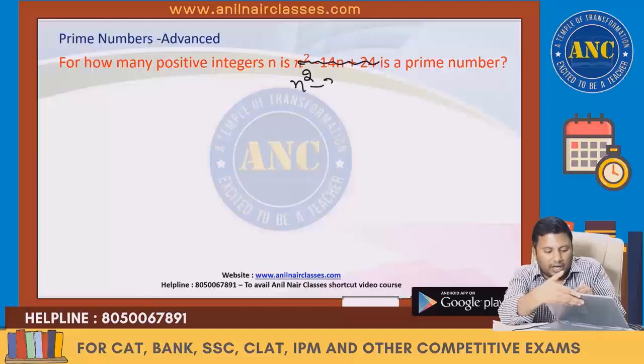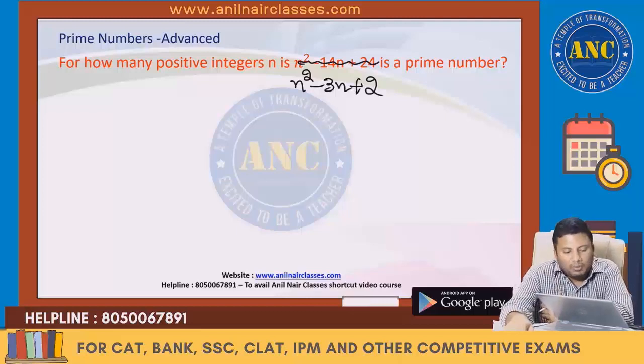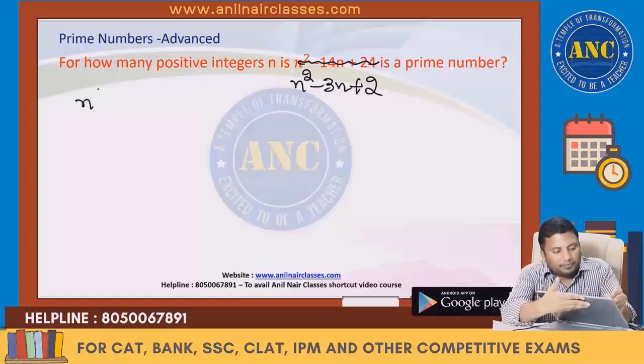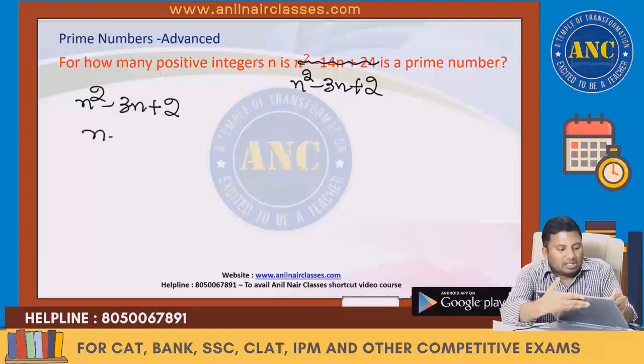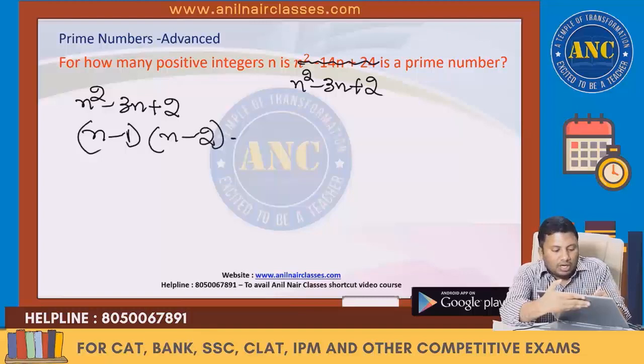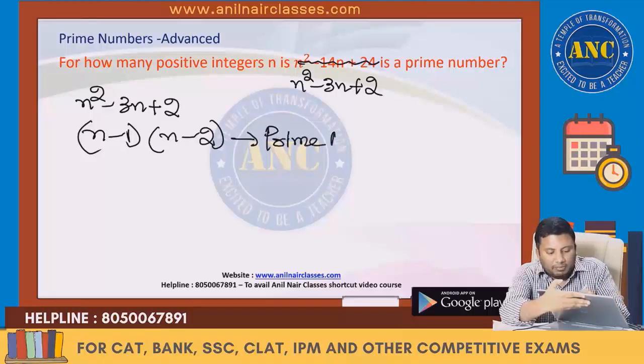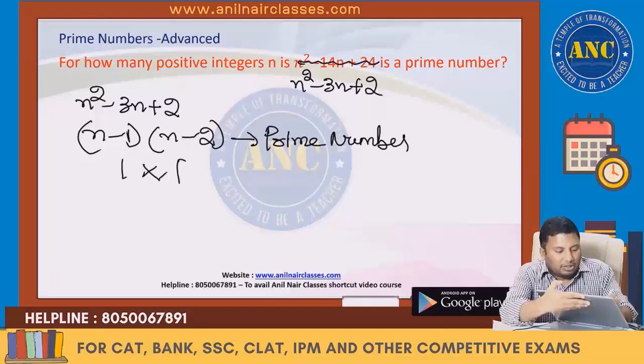N square minus 3n plus 2 is a prime number. For how many positive integers n is n square minus 3n plus 2 a prime number? This is nothing but n minus 1 into n minus 2. This is a prime number. If this is a prime number, it is 1 into p or it is p into 1.